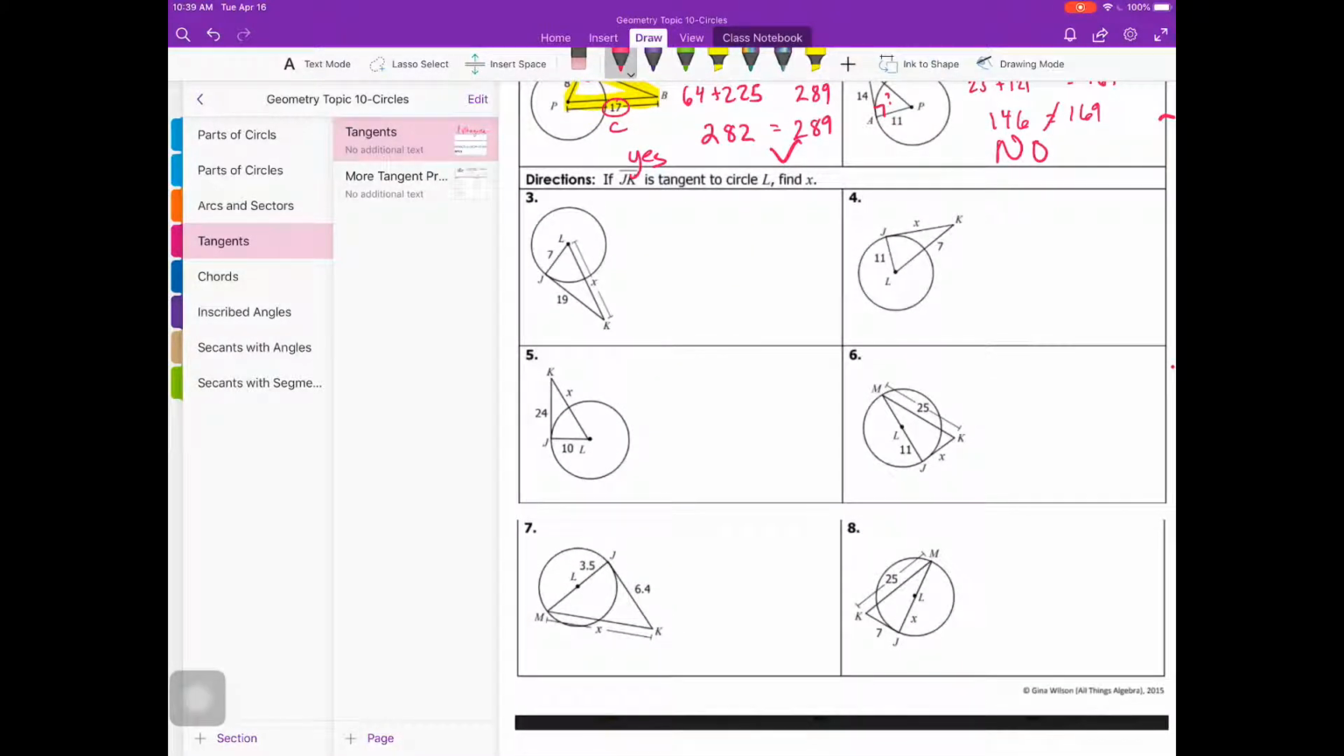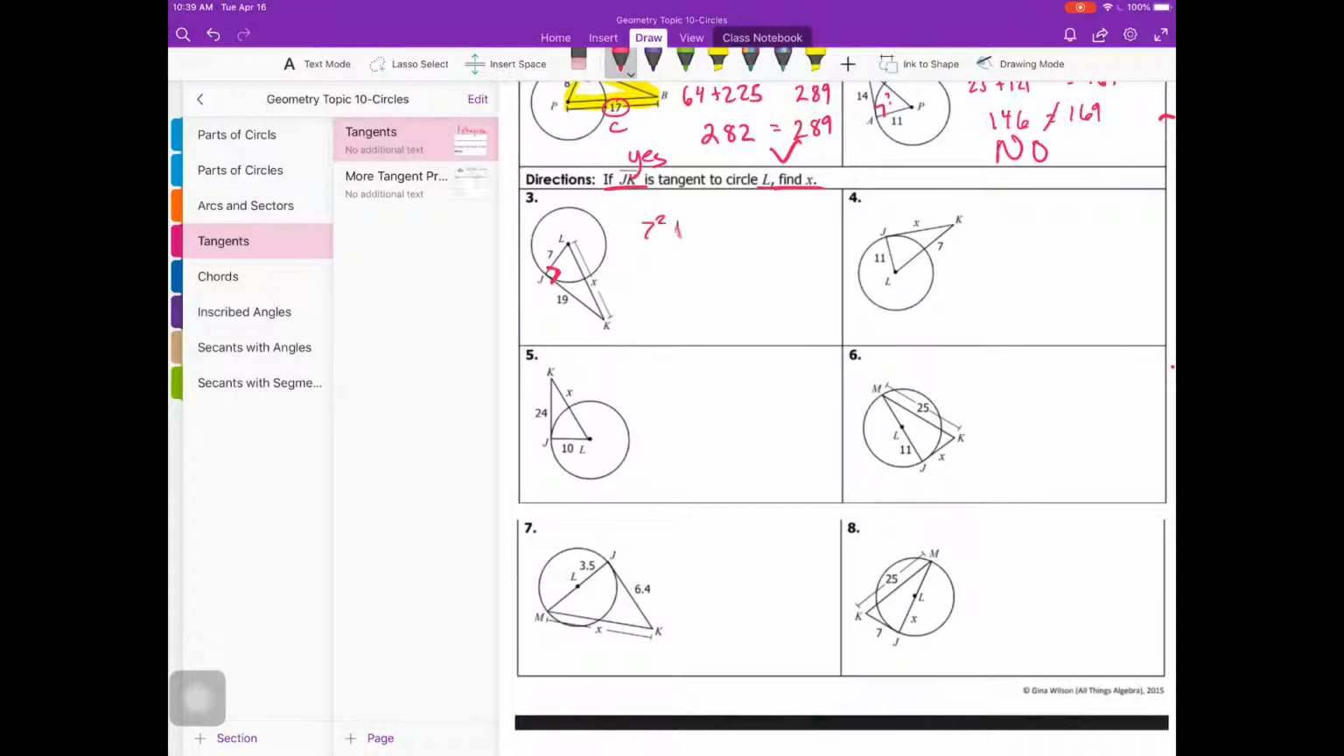Okay, next it's asking us if JK's tangent, then find X. And guess what, guys? This is all Pythagorean theorem. That is all we're doing. So we're just going to keep on trucking here. So we have 10 squared. Oops, looks like I'm looking at the wrong one here.